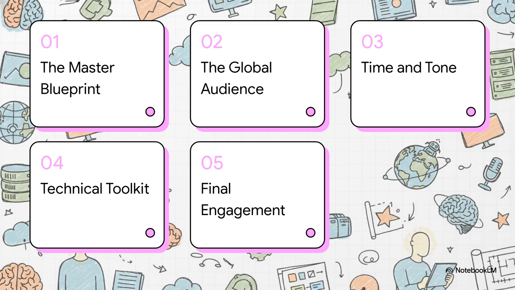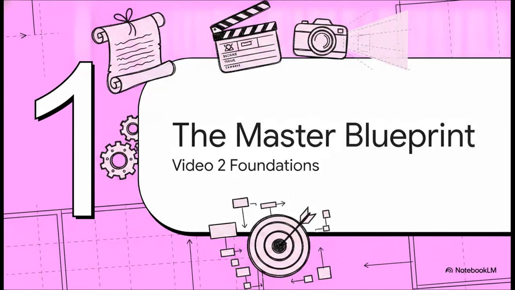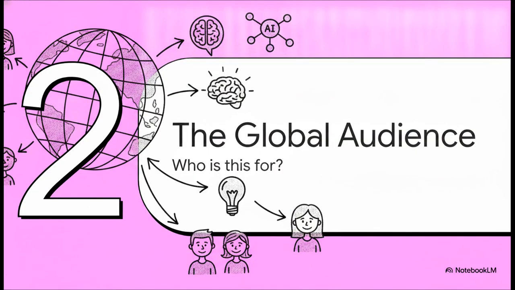First, we'll start with the master blueprint, then move to defining the global audience. After that, structuring time and tone, followed by the technical production toolkit, and finally, we'll wrap up with driving final engagement. So, part 1, the master blueprint, the foundations of video 2. Moving right into part 2, defining the global audience.